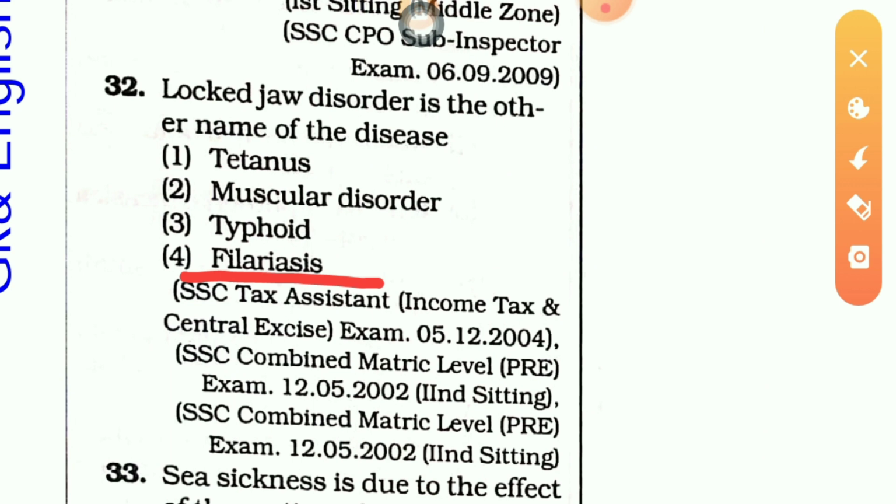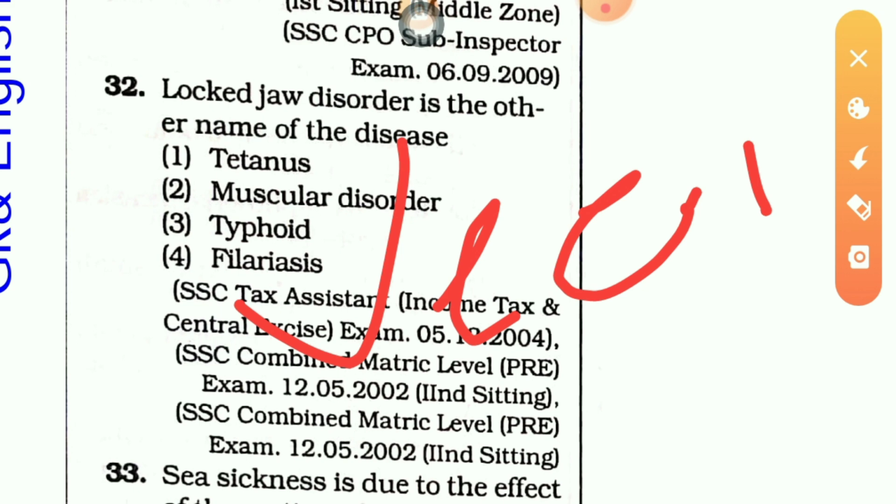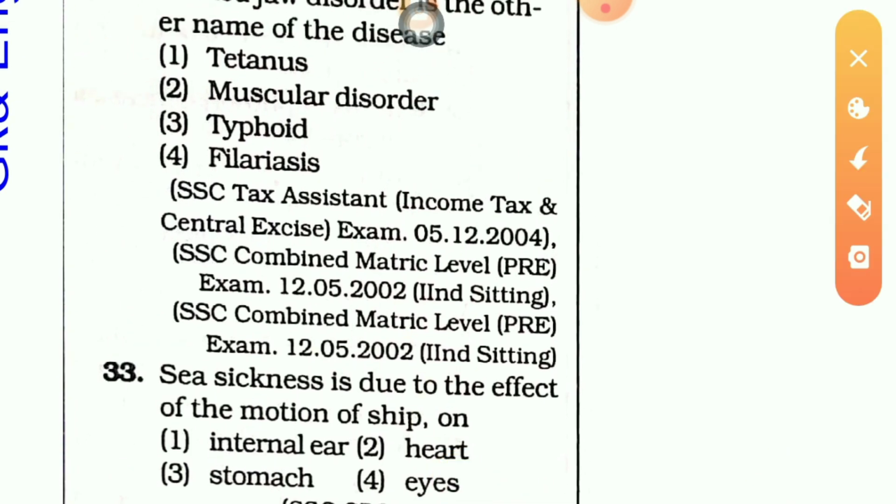Now, filariasis. This disease is caused by a worm, that is filaria, and its vector is mosquito. Vector, what is a vector? A vector is one that transmits the bacteria, virus, or worm. This we will discuss later, in a later video, in later questions, because it is asked as a question later. So just remember that filariasis is caused by a worm, filaria, and its vector is mosquito. Mosquito is a vector of many diseases.